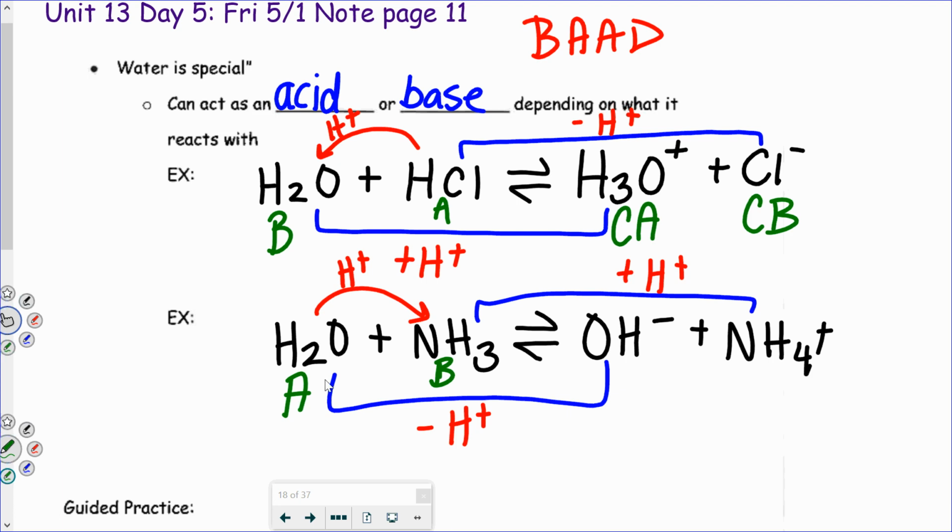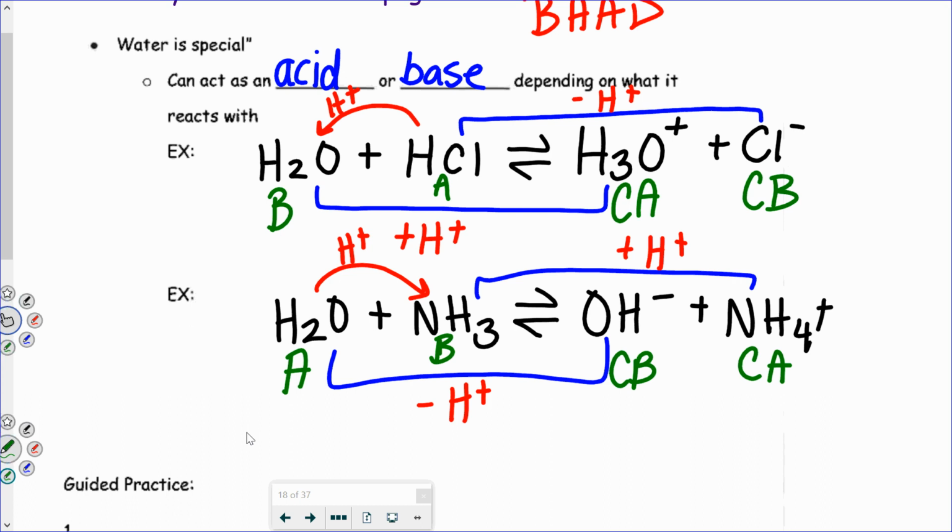So our acid is always paired up with its conjugate base. Can never have an acid with a conjugate acid bracketed. And then here's our base. This must be the conjugate acid. Notice when water is with a base, such as NH3, it acts as an acid. Sometimes when it's with an acid, it acts as a base. So water can actually act as either an acid or a base.